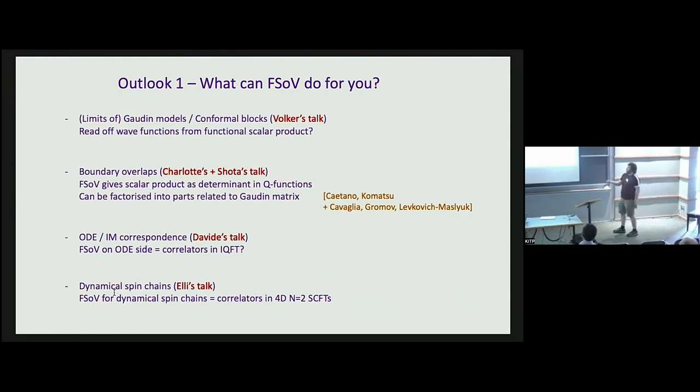All right, boundary overlaps, which we heard about yesterday in Charlotte's talk and also today in Shota's talk. So I've shown you that this functional separation of variables gives you the scalar product as a determinant of Q functions. So in Charlotte's talk, we saw that the boundary overlap, one of the main ingredients was the Gaudin matrix. Okay, so a question you can ask yourself is, how should this Gaudin matrix be modified to extend to finite coupling? Because at finite coupling, we don't have the Bethe roots.